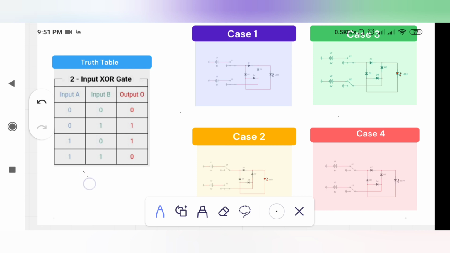Here is the truth table. You can see when the input A and input B are opposite to each other, the output of the circuit goes high. Similarly in the second case. Now come to case 1.